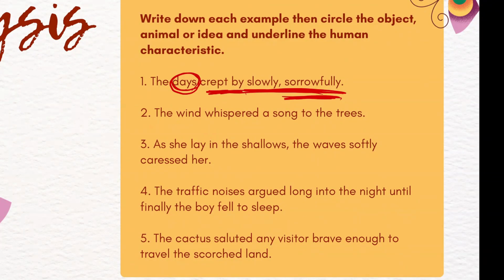All right, that's 5 minutes. Number two, the wind whispered a song to the trees. What's being personified here? The wind and its whispering a song. Good. And why do you think this personification was used? What is the effect? What is the idea that is transferred?